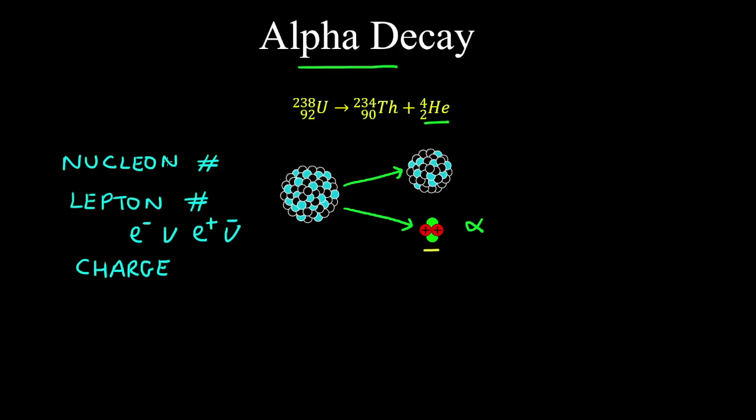So if we check the conservation of nucleon number, we can see that we have 238 on the left hand side and 234 plus 4 on the right hand side. And lepton number is conserved because we don't have any electrons, neutrinos, or their antiparticles in this reaction. And charge is also conserved because we have 92 protons on the left and 90 plus 2 protons on the right.